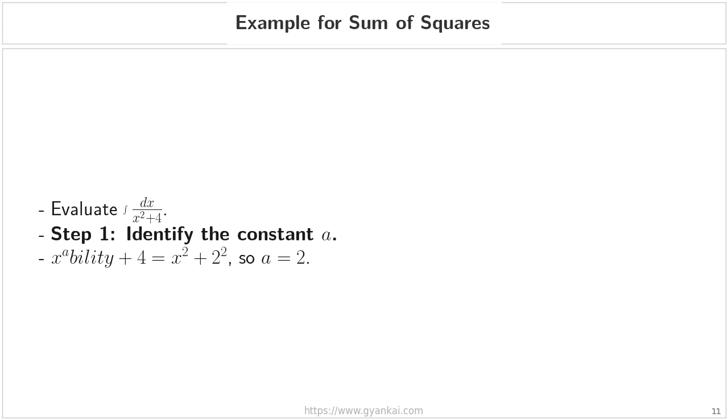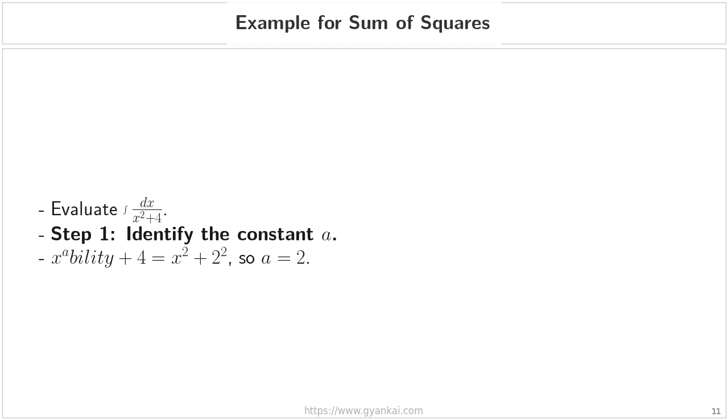Now, looking at the integral, we need to identify which of our standard formulas applies. As you recall from the previous slides, we have a formula for integrals where the denominator is a sum of squares, something in the form of x squared plus a constant squared. This is exactly what we have here.